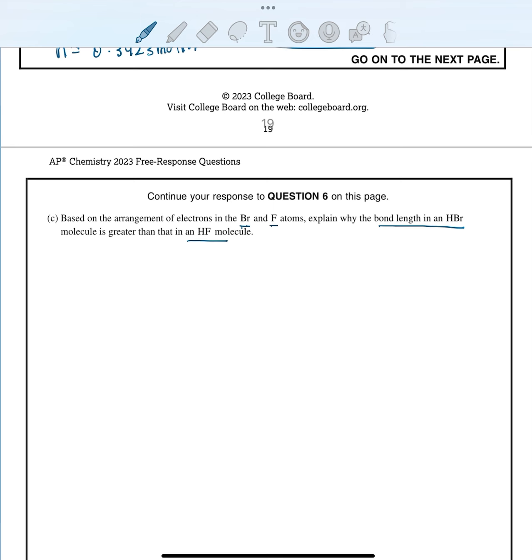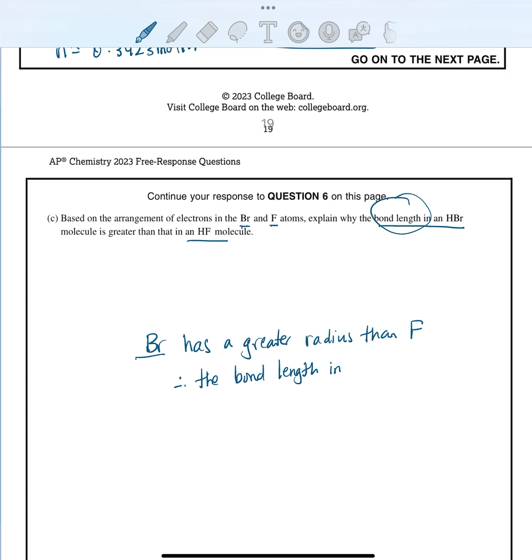So bromine, actually, the further down it is, it has more energy levels, right? So what I actually know is that bromine has a greater atomic radius than fluorine. So when bromine is bonded to hydrogen, because this radius is so big, that means the bond length is going to be longer in HBr. So bromine has a greater radius than fluorine. That's why, therefore, the bond length in HBr is greater than HF.